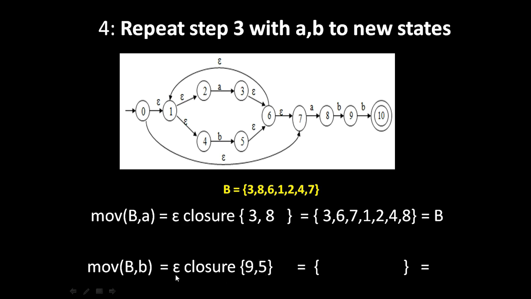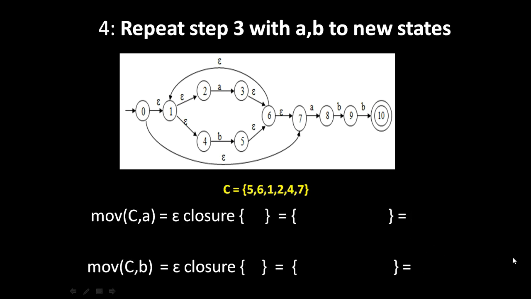Now I find the epsilon closure of 9 and 5. First I write directly 9 and 5 here. From 9 and 5 I want to find what are the possible epsilon states. From 9 there is no epsilon. From 5 epsilon is there, it reaches the 6. From 6 I include 1, 2, 4. From 6 I also include 7. So I write all these states. This is the new state, so I name it D. Now capital C and capital D states are generated.